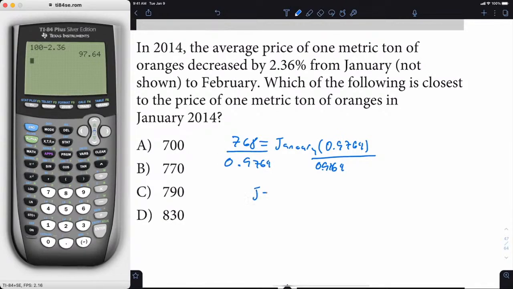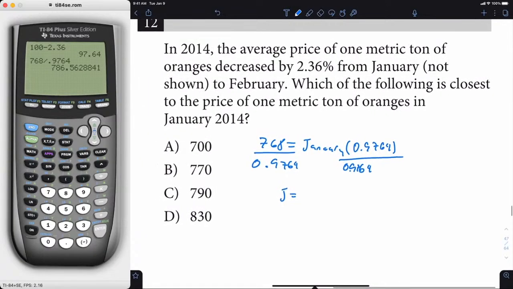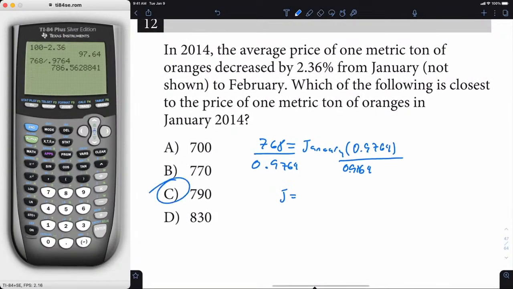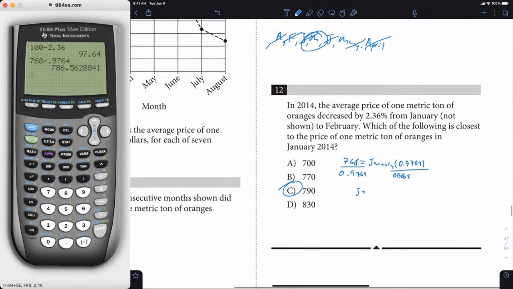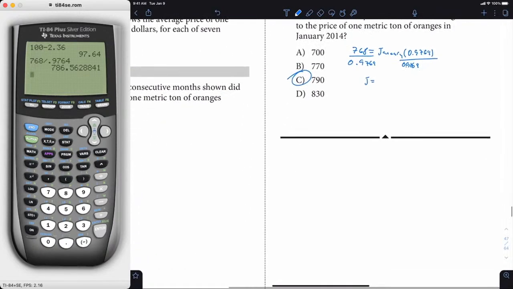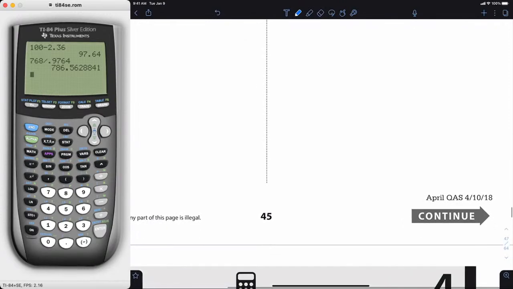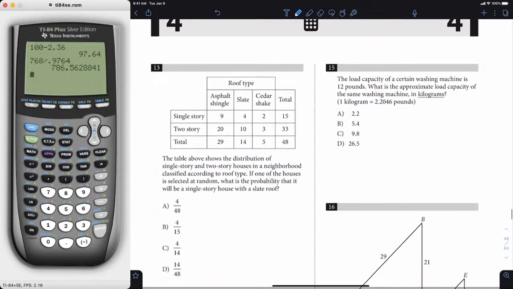So let's go ahead and divide both sides. And we get that January is equal to, let's see, 768 divided by 0.9764. That's going to be 786. So about 790. Yeah, that makes sense. All right.